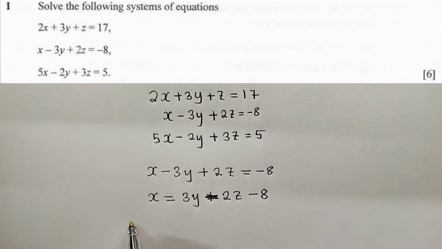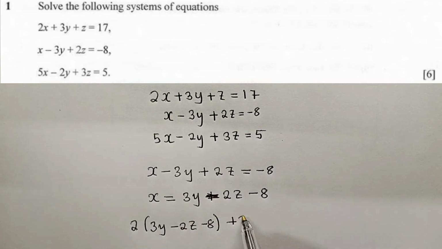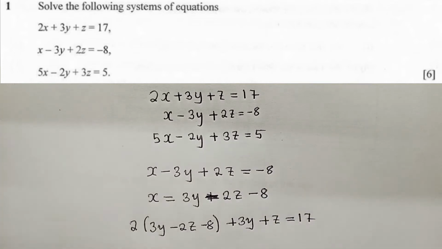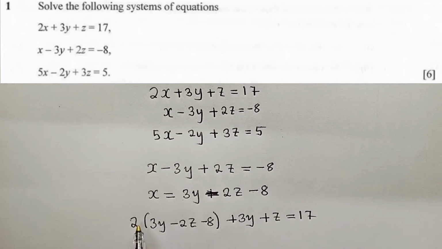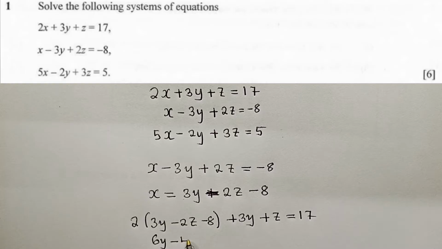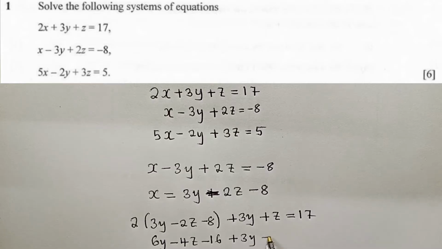So we're going to say 2 open bracket 3y minus 2z minus 8 close bracket plus 3y plus z is equal to 17. So if you can see nicely, I've just substituted. I've gotten this right here and put it where x is. So you distribute now these 2, get rid of the brackets. We have 6y minus 4z minus 16 plus 3y plus z is equal to 17.